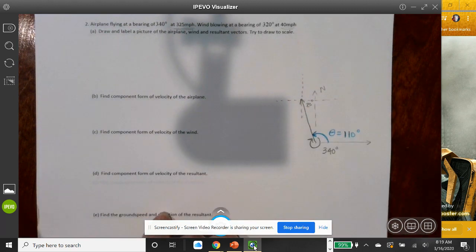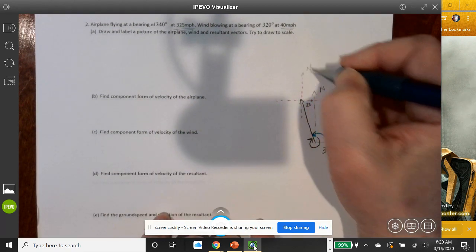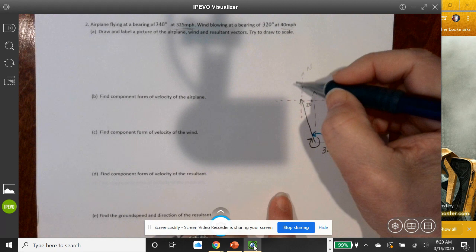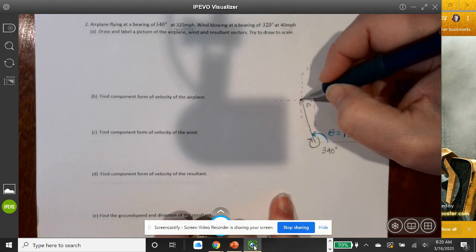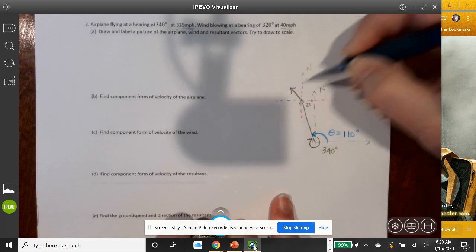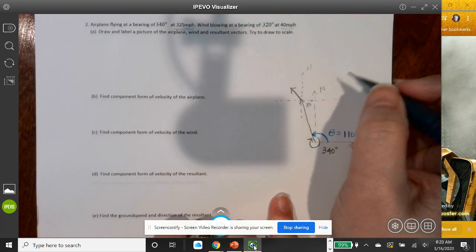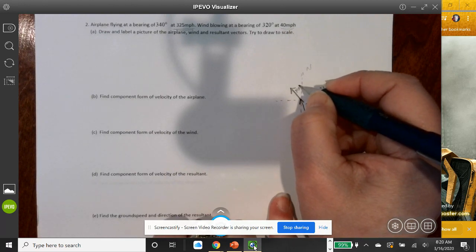So I'm going to draw the wind vector. Here we go. This is the north for the wind vector. It's going to be 320, which is 40 degrees short of perpendicular. So I'm going to make this 40, and I'm going to make it smaller, right? Because we're trying to draw it reasonably to scale. And then this is 40 degrees.